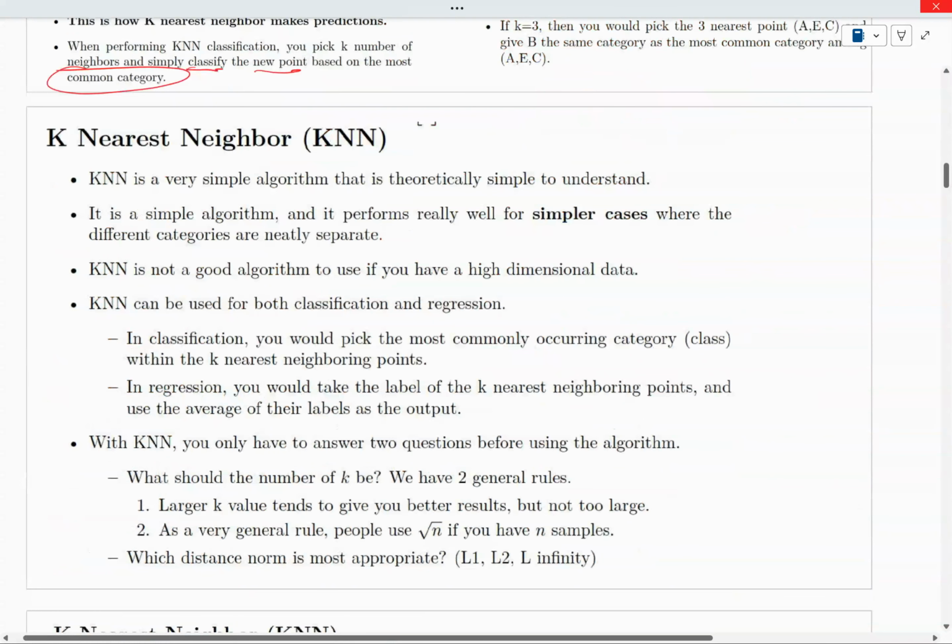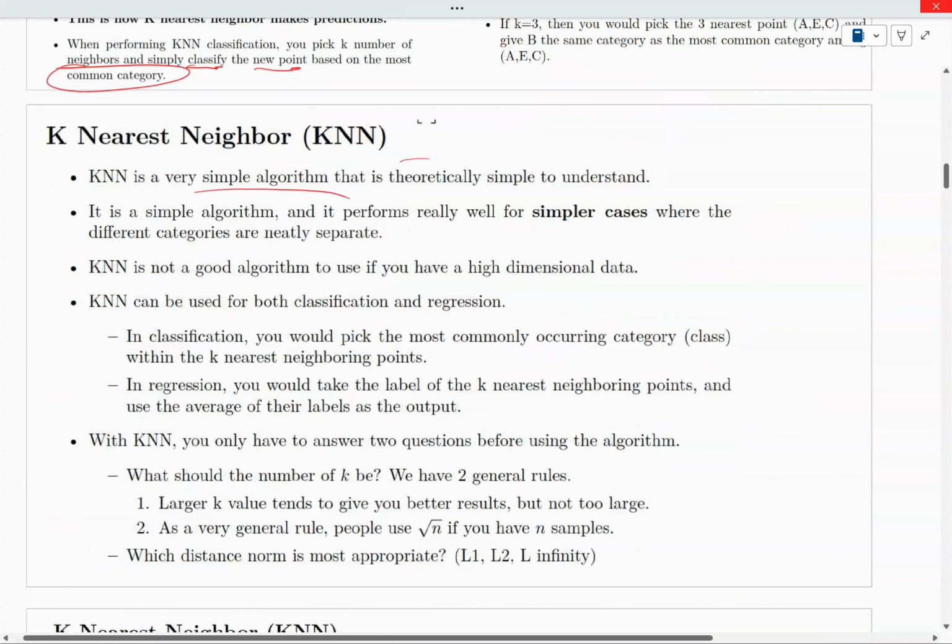And it's theoretically simple to understand. It's really based on human intuition, right? You look at historically, this is what happened to kids with these scores, and therefore, with these scores, this kid probably will result in the same way. Now, it's a very simple algorithm. It performs quite well for simple cases.